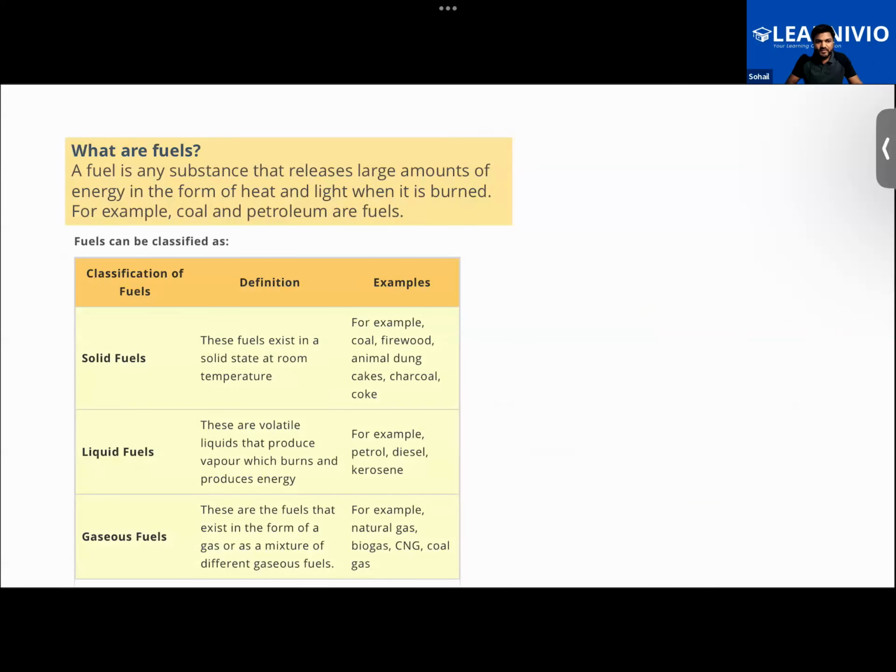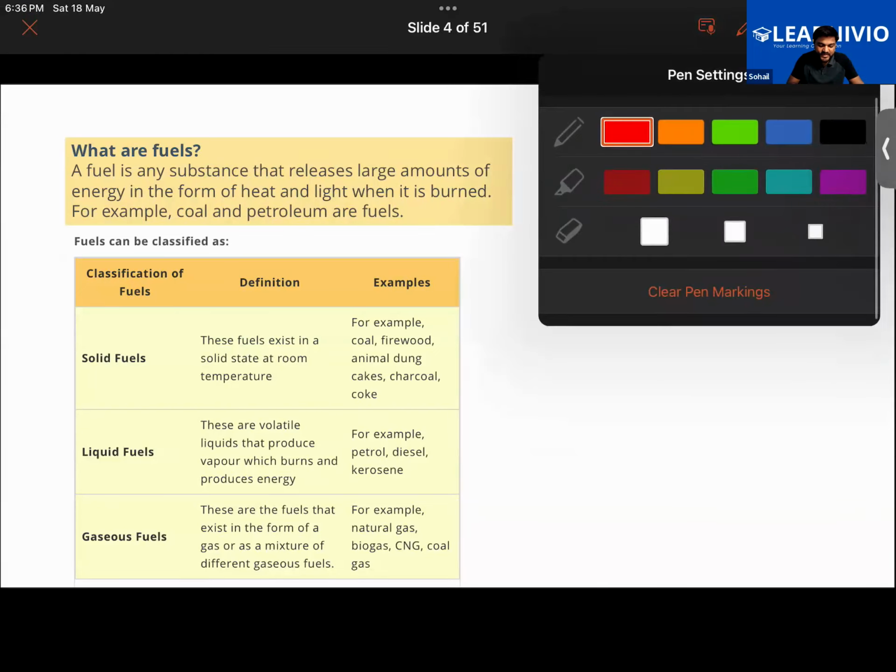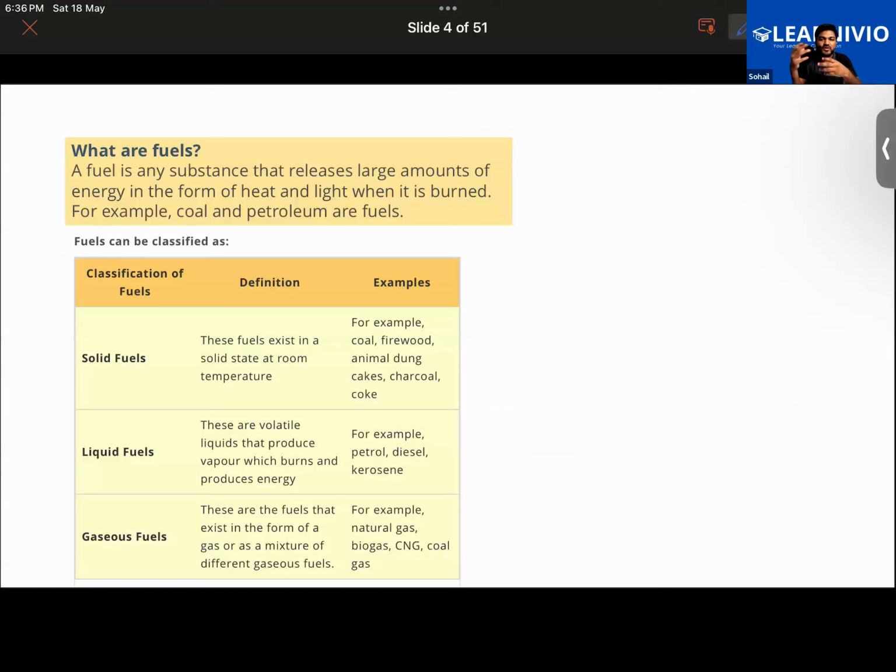Then we were talking about fuels also. So what is a fuel? We say that a fuel is basically any substance that releases a good amount of heat and energy. Any substance that upon burning gives a good amount of heat and light will be called a fuel. Some fuels are good, some are bad, that's a different case. But normally you have examples of fuels such as coal, petroleum, wood. Apart from that, there are so many other examples also.